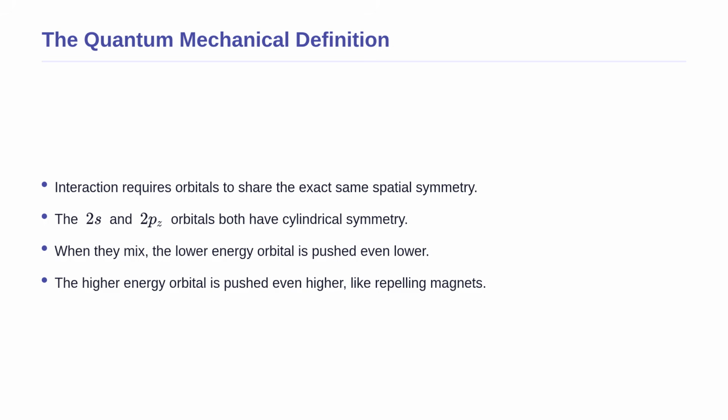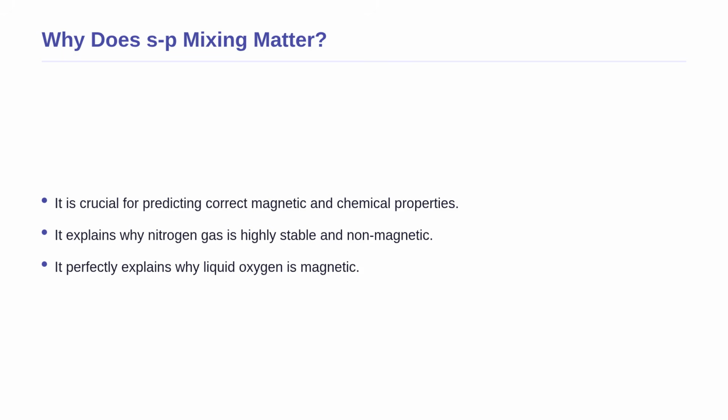When these orbitals mix, they act almost like two magnets repelling each other. The lower energy orbital is pushed even lower, and the higher energy orbital is pushed even higher. This alters the standard energy level diagram we use to predict molecular properties. Understanding this repulsion effect leads us to an important question.